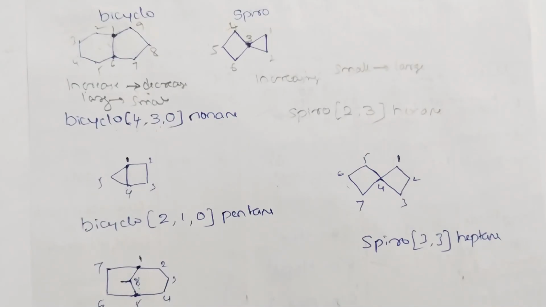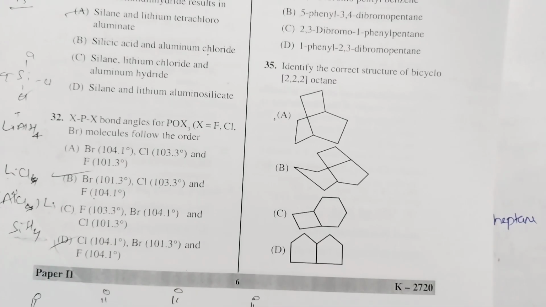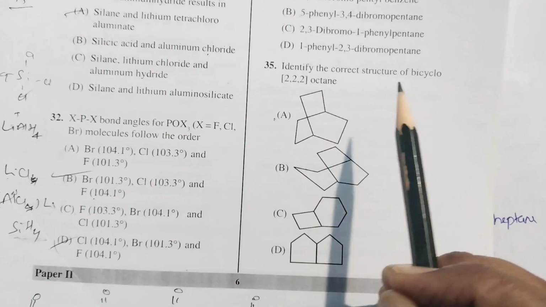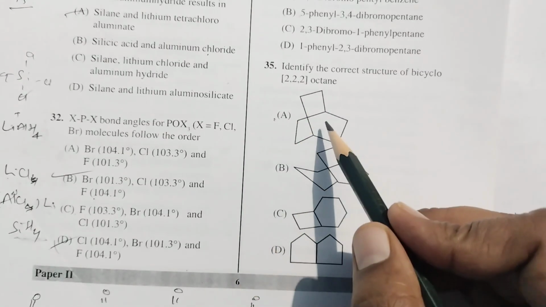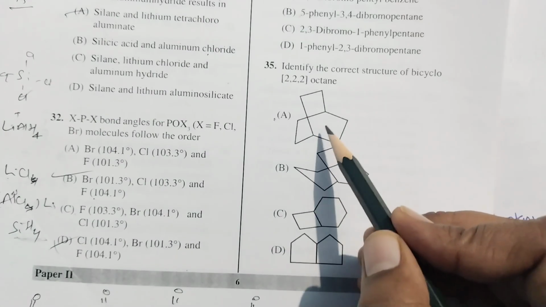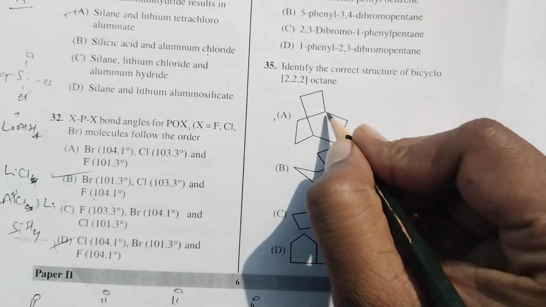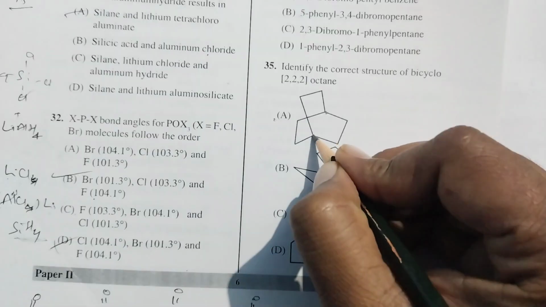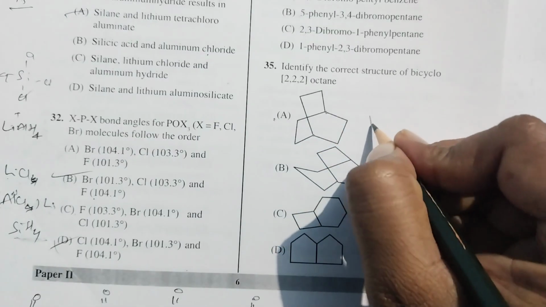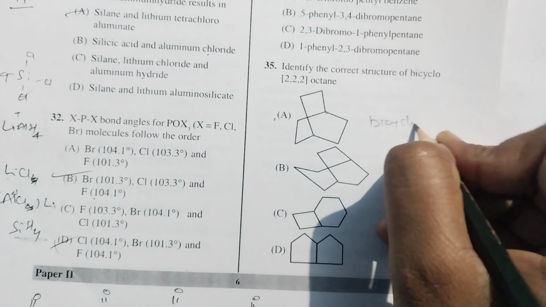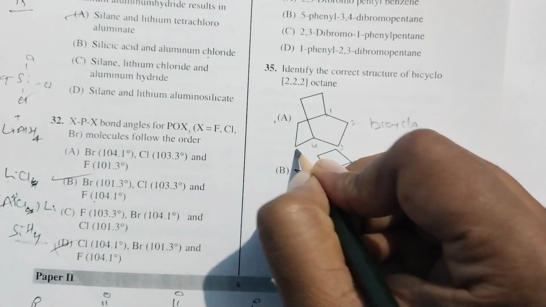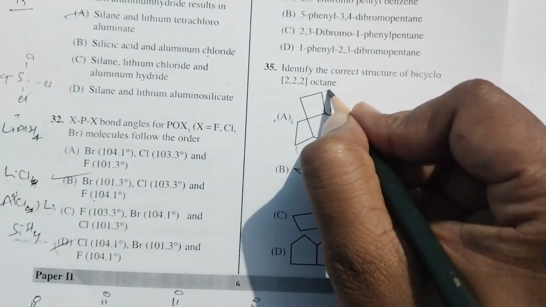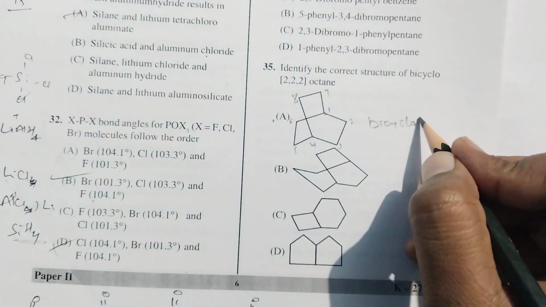Let's discuss the examples from KSET question paper. Identify the correct structure of Bicyclo 2,2,2 octane. 2,2,2 octane, we will give the name for all the compounds. These are two bridge head carbon atoms, this and this. So it is Bicyclo 1 2 3 4 5 6, it is 7, it is 8, it is also octane.